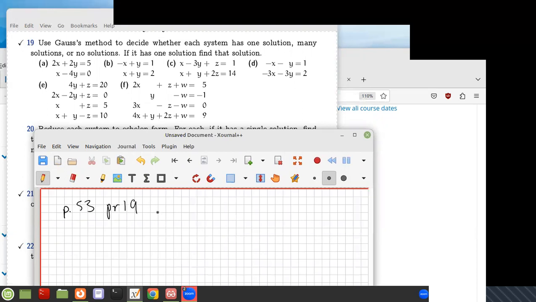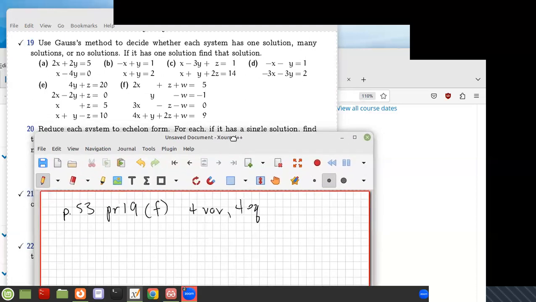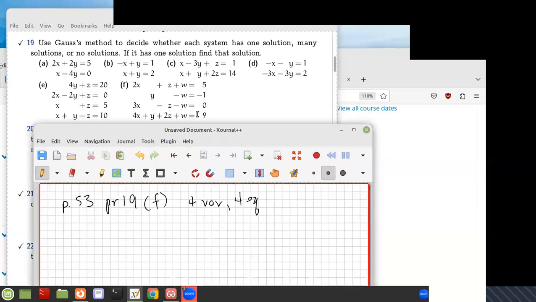problem 19, item F is 4 variables, 4 equations, okay? I want you to use Gauss's method to solve this system and write the solution as a set of vectors. So this is going through, and now there are 2 ways to do this. One is you can do a lot of writing on paper, or you could try to do it in Sage, which would cut down on the amount of writing you'd have to do, but then you have to know a little bit about how to set things up in Sage.